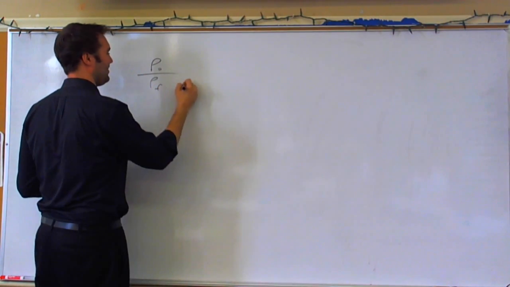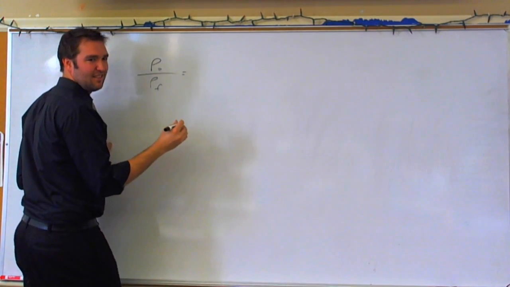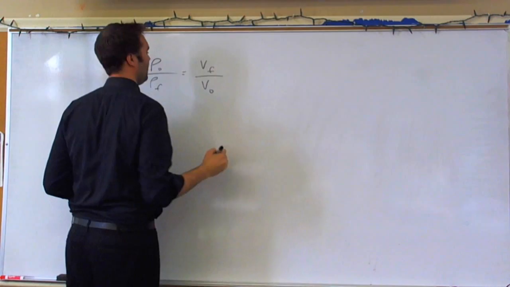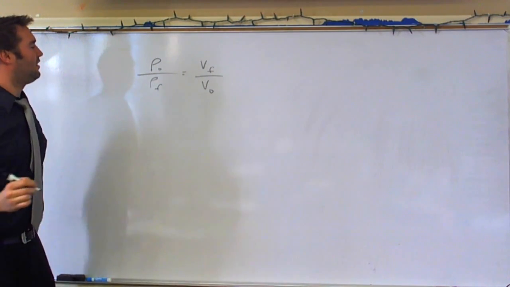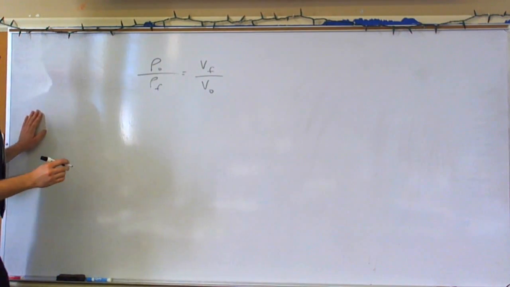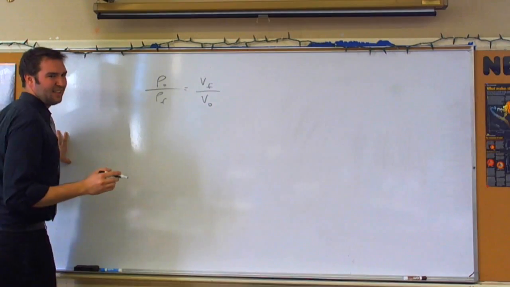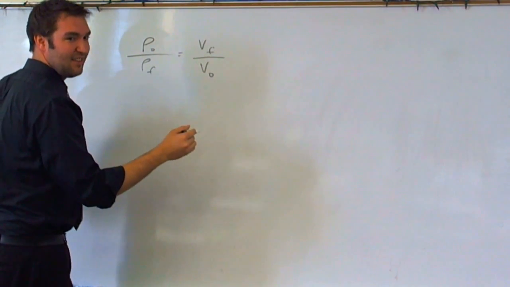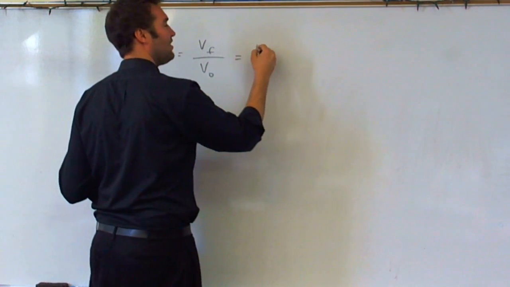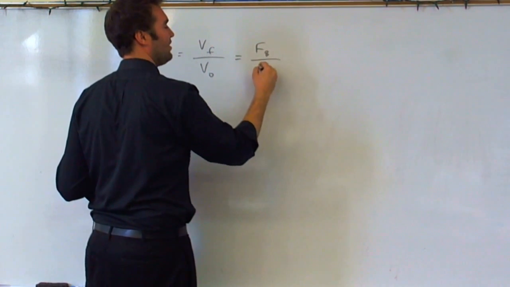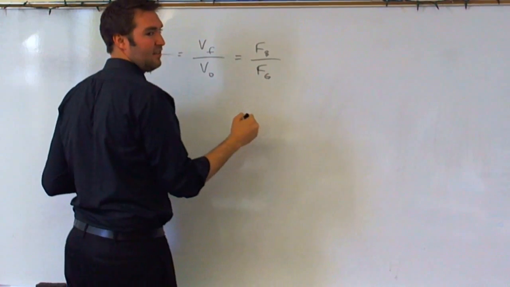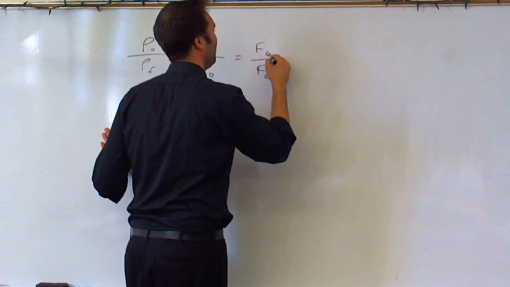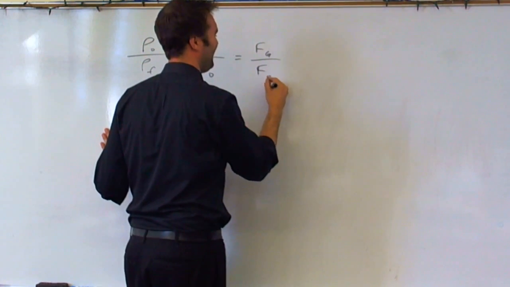Row over row F equals VF over VO. Equals what? Another equal? FB, FG over, or FB over FB. Check your equation sheet, Sue. FG.